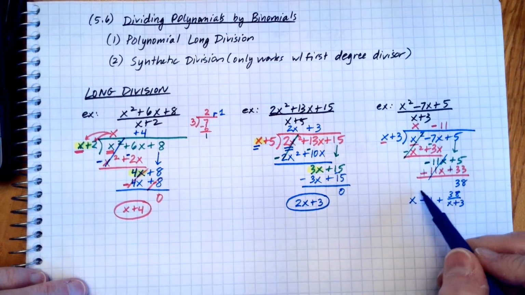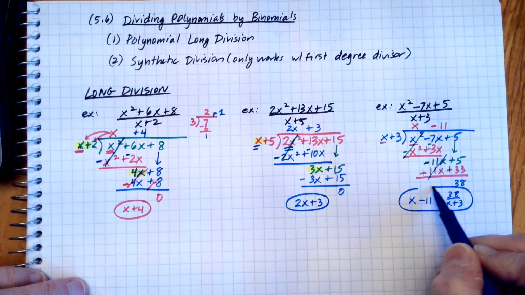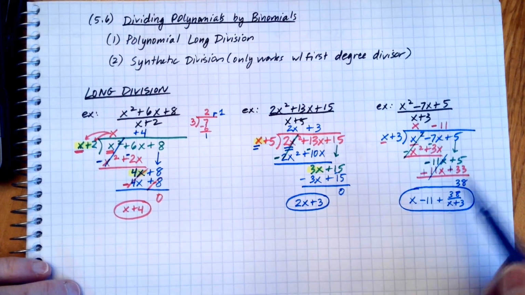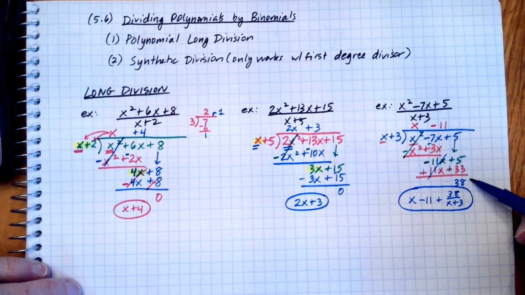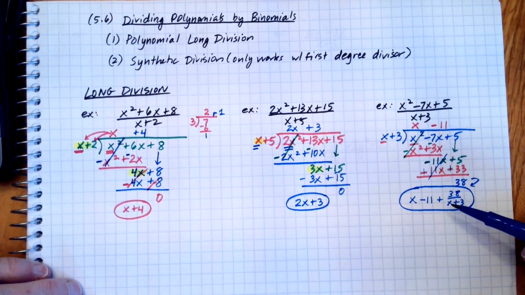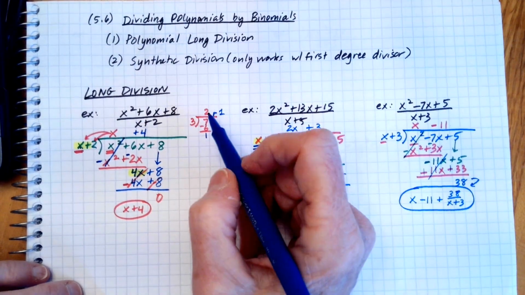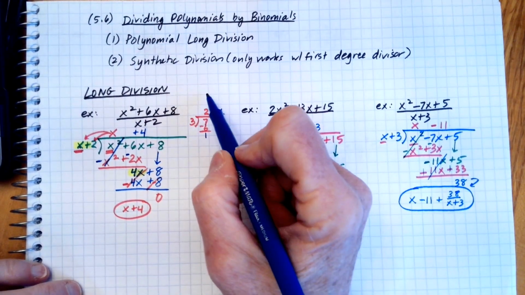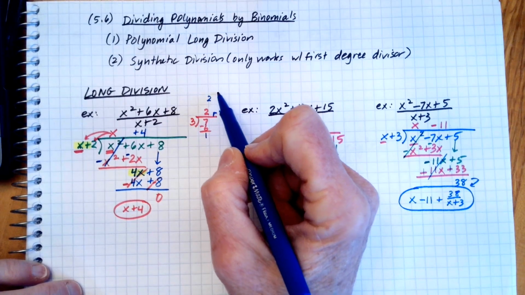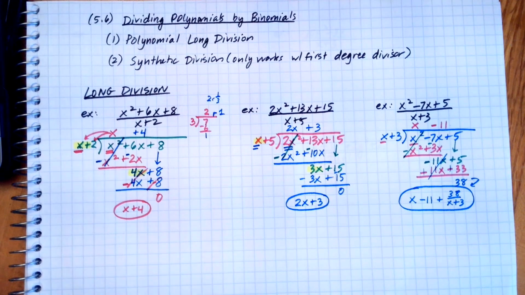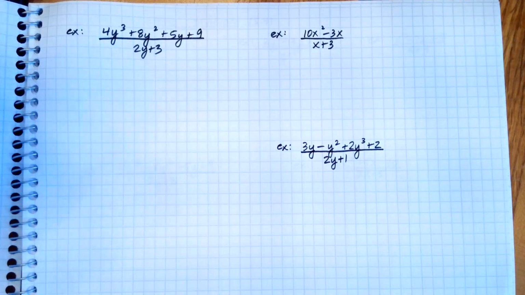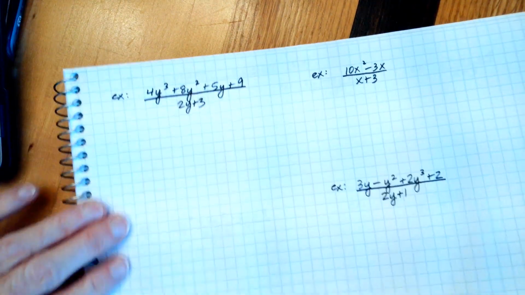You can write it like that. I think that's how your online homework is going to want it. So x minus 11, which is the quotient, plus the remainder of 38 over the divisor. Kind of like over here, you could write 2 remainder 1, or 2 and 1/3, with a remainder of 1/3. Okay? All right, that's polynomial long division. Let me just do a couple more. I know this is a long video, I apologize.